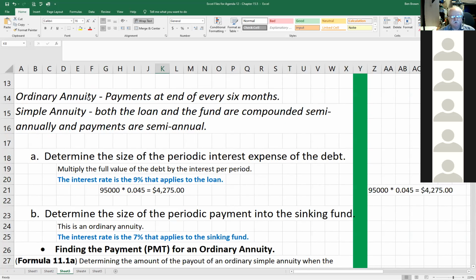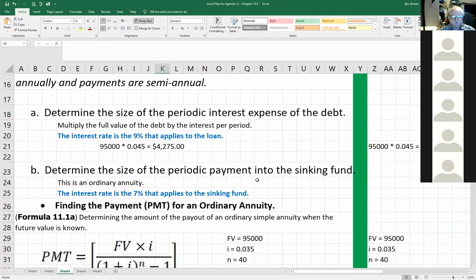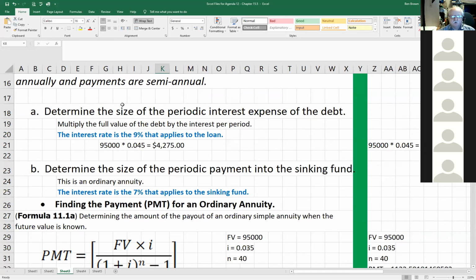So it's an ordinary annuity because they're making payments at the end of every 6 months. And it's a simple annuity. Both the loan and the fund are compounded semi-annually, and payments are semi-annual. So the first thing they want us to determine is the size of the periodic interest expense of the debt.